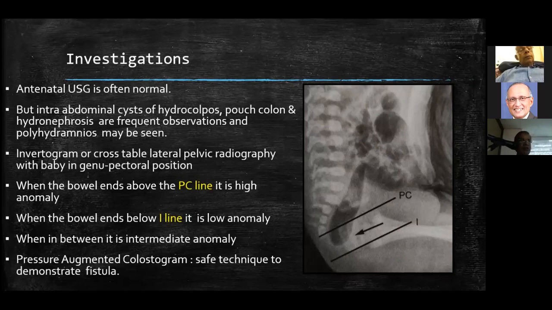Then invertogram. Invertogram is the initial method described to find out the types of anorectal malformation. But soon it was discarded because it is quite awkward to keep the baby head down. So now the present approach is cross-table lateral pelvic radiography, which we are also doing.